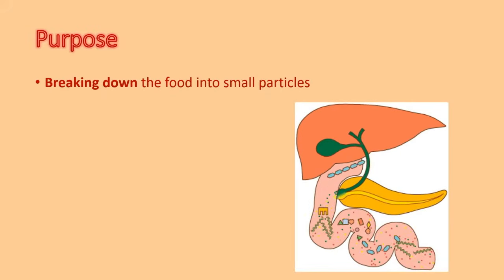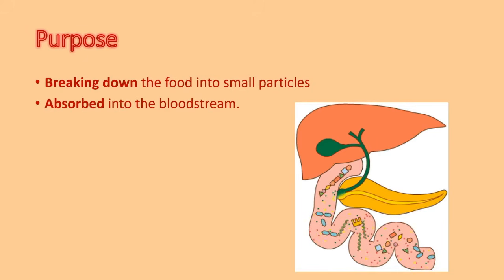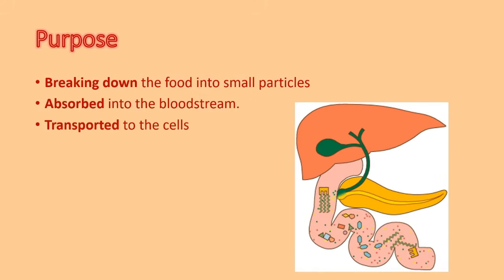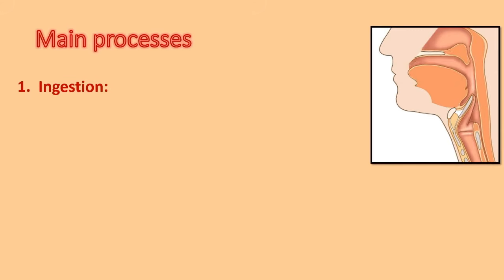So what is the purpose of the digestive system? Firstly, it breaks down food into very small particles. Then it will be absorbed into the bloodstream, and after that, it will be transported to every single cell in the body. If nutrients are not transported to these cells, they will slowly but surely die without the necessary nutrients to survive.